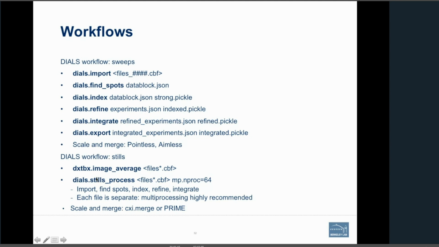And then we run the program dials.stills_process. So dials.stills_process wraps up all those other steps, kind of like xia2 does, importing, finding spots, indexing, refining, and integrating. Because each file is separate, multiprocessing is super important. We have some big computers here at LBL, and there's big clusters at LCLS. As you do more and more serial crystallography and the data sets get bigger and bigger, you kind of need computing resources to improve as well. And after we're done processing the data, we have two programs, cxi.merge and prime. Mona's going to talk about prime next week for scaling and merging the data together, taking into account partiality problems.